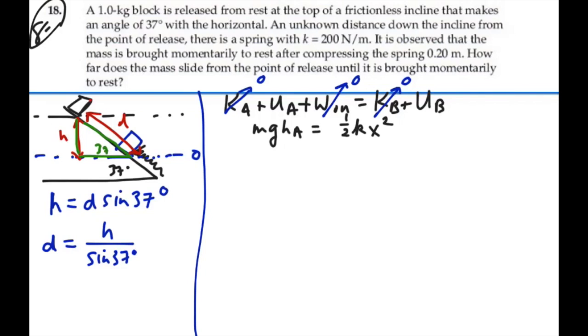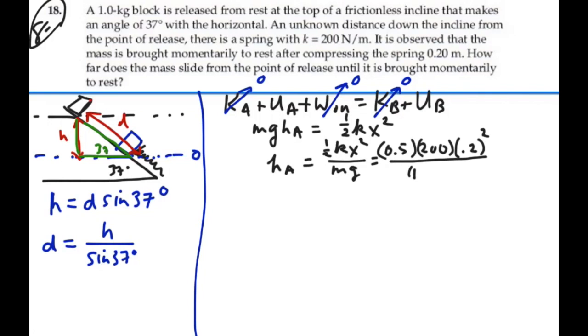Sounds good. We know what x is, we know k, so we can figure out height of A based on this. Height of A is going to equal 1/2 kx squared divided by mg, which is going to be 0.5 times k, which was 200, times x, which is the compression of the spring, 0.2 meters squared, over the mass, which is 1, times 9.8. What is that? 0.408 meters.